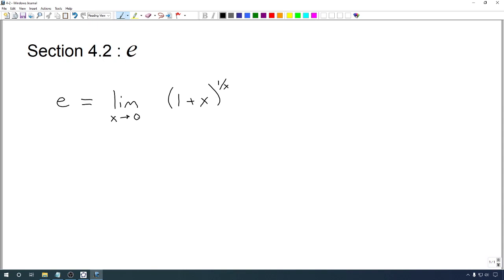Now, we can't just plug in 0 right away. If we try to plug in 0 in the base here, we're just going to get a 1. And you think, well, 1 to any power is just 1. But if we plug 0 into the exponent, well, 1 over x goes to infinity. And you think, well, something to infinity is probably going to be infinity if the base is bigger than 1. So like 2 to the infinity, you think, well, that is obviously infinity. We're multiplying 2 together infinitely many times.